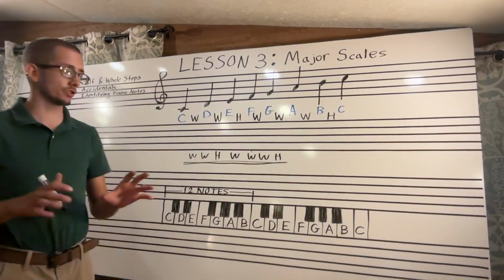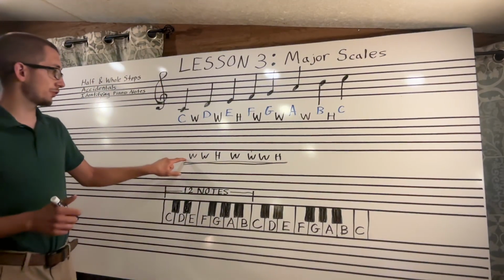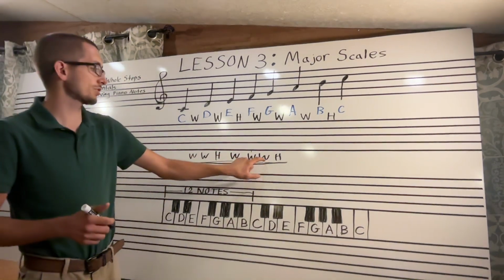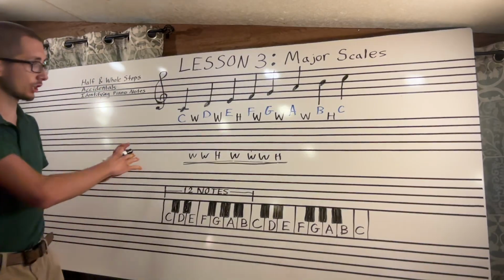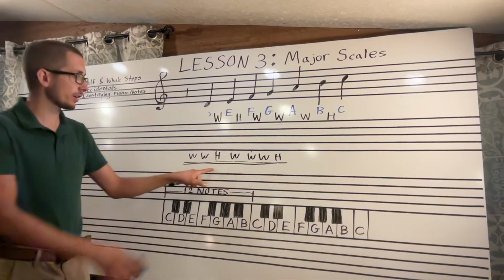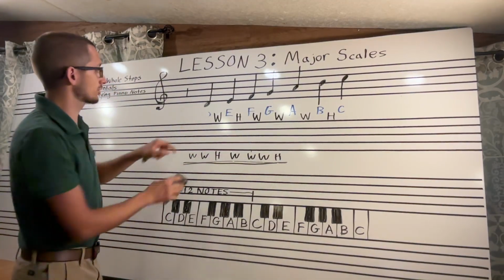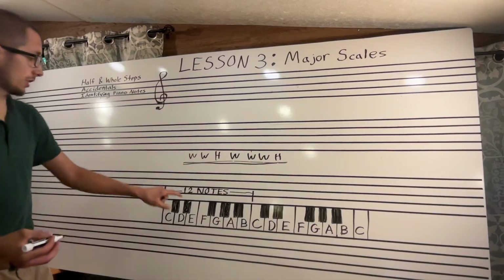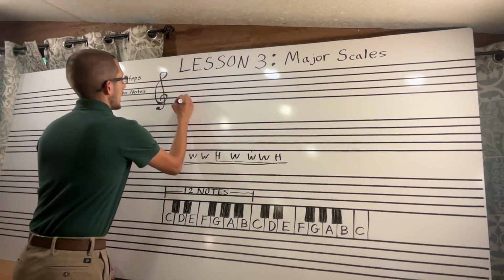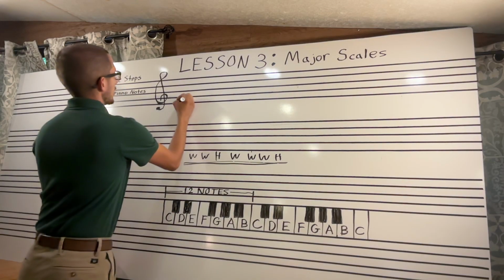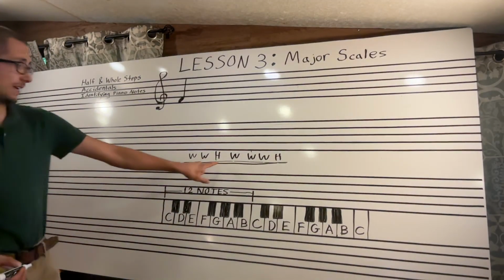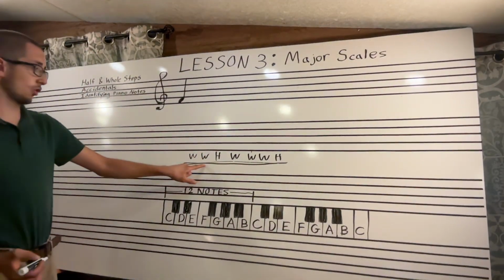Regardless of what your starting pitch is, if you follow this whole step, whole step, half step, whole step, whole step, whole step, half step formula, you can construct the whole major scale. Now let's keep this formula on the board and demonstrate how to construct another one of the major scales. Let's try writing our F major scale. So we have a major scale that starts on F. Now let's apply this formula to write the whole major scale.